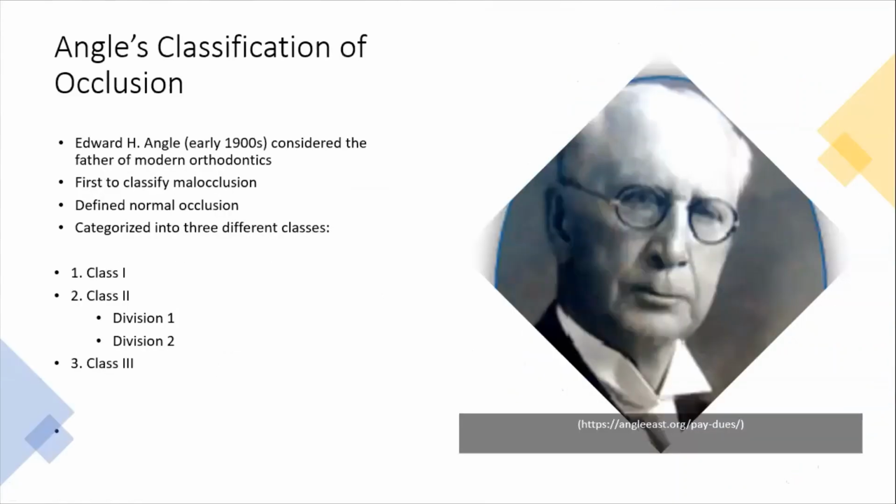So Edward Angle, in the early 1900s, was considered the father of modern orthodontics, and he pretty much was the first to classify malocclusion. He defined normal occlusion, and then he broke it down into three different classes: class 1, class 2, division 1 and division 2 of class 2, and class 3.